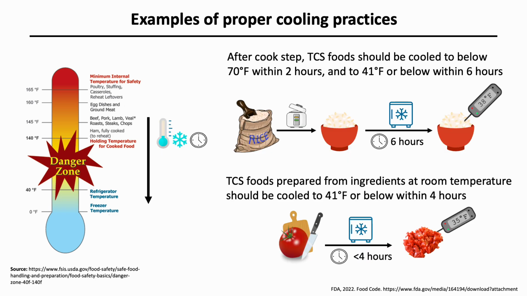It is important to ensure that TCS foods pass through the temperature danger zone as quickly as possible, and thus appropriate time and temperature controls should be applied when cooling foods. For example, TCS foods subjected to a cook step should be cooled to 70 Fahrenheit or below within 2 hours, and further completely cooled to 41 Fahrenheit or below within 6 hours. In another example, TCS foods such as a chopped tomato salad that are prepared from non-TCS food ingredients held at room temperature, such as a whole uncut tomato, should be cooled to 41 Fahrenheit or below within 4 hours.